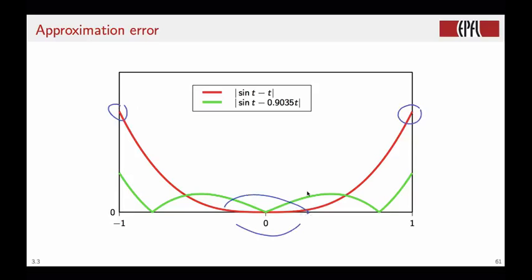And we see that the green approximation, which is sine t minus our projection onto the subspace of the Legendre polynomials of order 0, 1, and 2, that error overall is smaller. It never goes off to these values. Sometimes it's bigger, but overall it actually turns out to be smaller.